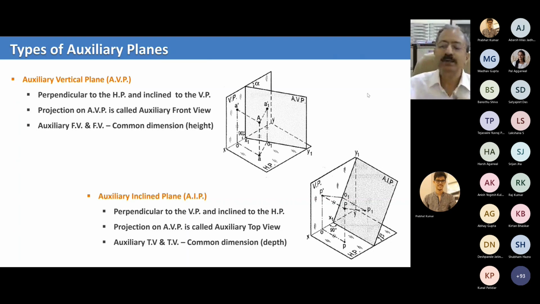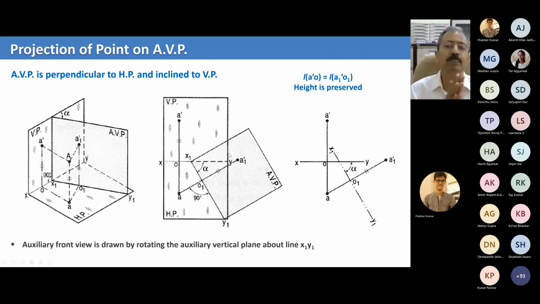It is nothing but a plane which is inclined to the horizontal plane, but continues to be perpendicular to the vertical plane. The horizontal plane is perpendicular to the vertical plane, and the auxiliary inclined plane is also perpendicular to the vertical plane. So in that sense, both of them are similar. Now we start looking at projection of points on the auxiliary planes.